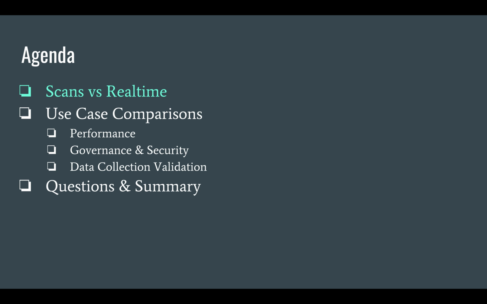Then we'll go through governance and security, and how you can play around within each of those two modules in order to address those use cases. And then finally, we'll end up with data collection validation. The primary focus here, as I've mentioned a couple of times, will be Tag Inspector Realtime, the reporting and the functionality in that module. I also have some various validation rules and example reports for each of those use cases. At the end, as always, we'll finish up with some questions and a summary.